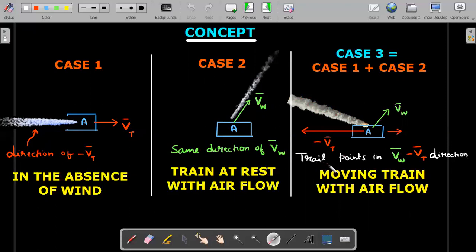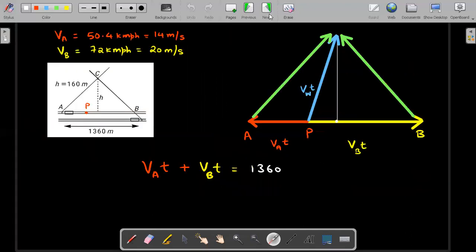So from this particular concept page, take to the next page the idea that the trail for any train points in the direction of the vector subtraction of V wind minus V trail. Okay, so that's the idea. We'll borrow it into the next page.